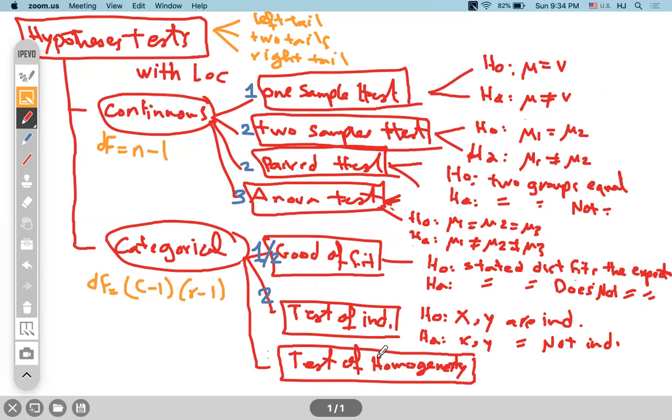With the test of homogeneity, we have two groups and we want to see if they are equally distributed. So the null hypothesis will be that group X and group Y are equally distributed. And the alternative hypothesis: X and Y are not equally distributed. So we have two variables we want to test. I hope it's clear, guys.